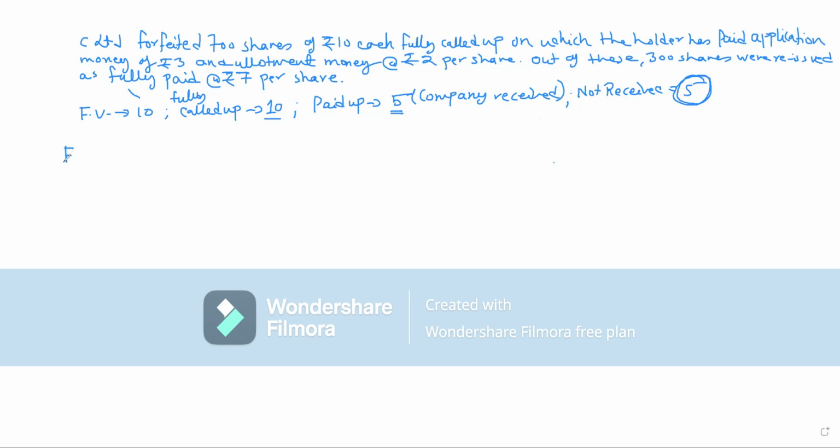Now let's look into the journal. Last class we did the journal, students. Let's see what the journal is. Tell me, equity share capital account debited, correct? What is the formula? Equity share capital account debited: number of shares forfeited into amount called up per share. How many shares forfeited? 700 shares. Amount called up is how much? 10. So it becomes 7,000 rupees. So equity share capital account debited 7,000 rupees.